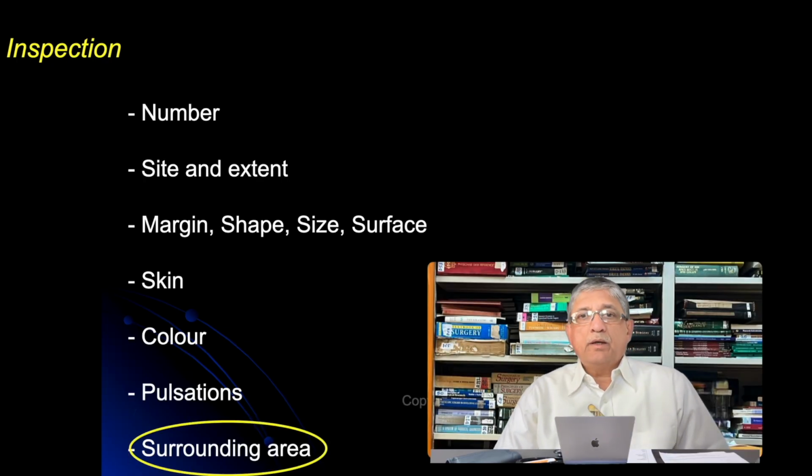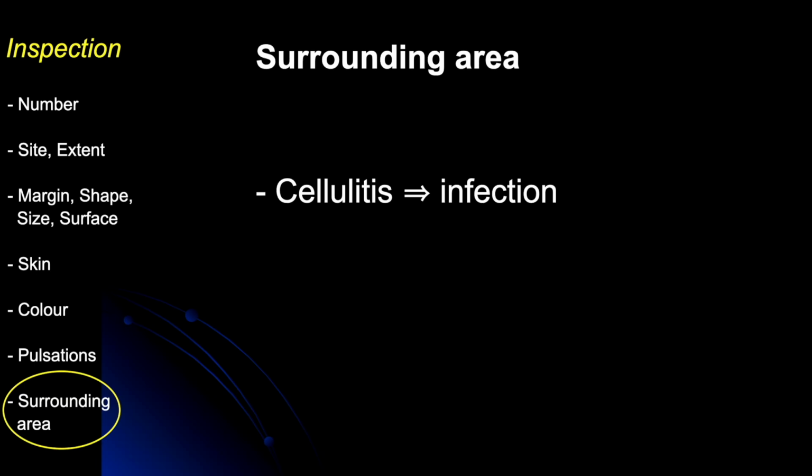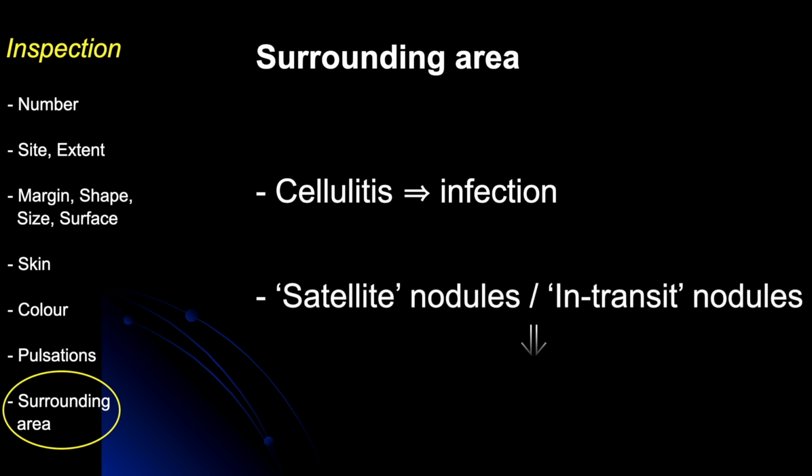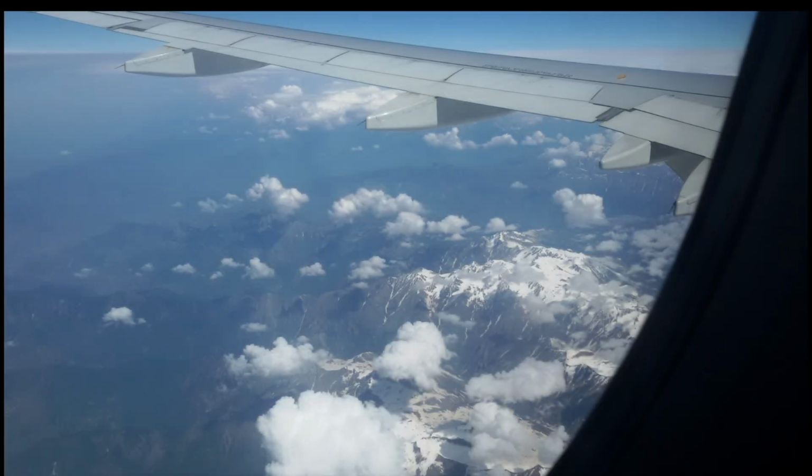How is the surrounding area? Cellulitis suggests infection. So-called satellite nodules or in-transit nodules may be seen in a case of malignant melanoma. So that's it on history taking and inspection of a swelling in general.